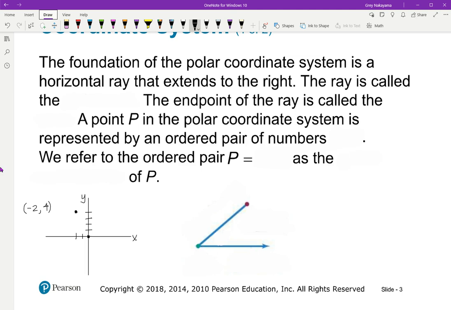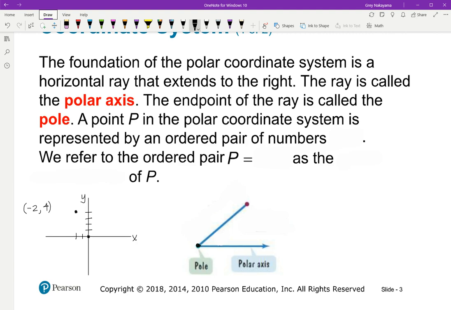Now we are going to use the positive x-axis, and that's going to be referred to as your polar axis, and it's all going to rotate around the pole, which is the origin. Here's our pole right here. So here's our pole, here's our polar axis, and then we're going to have this point.